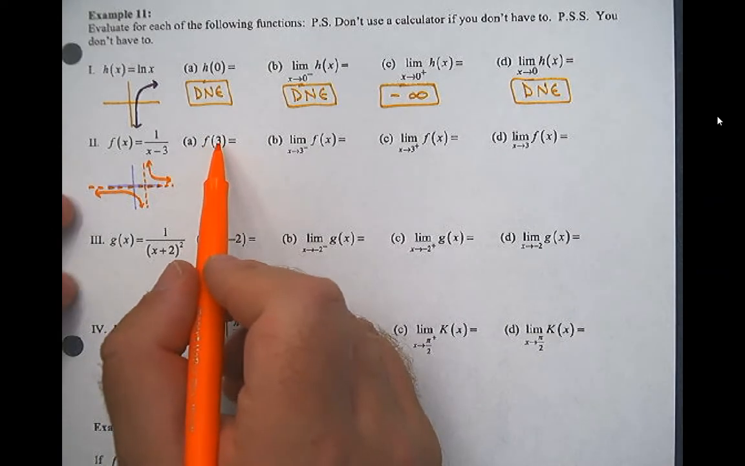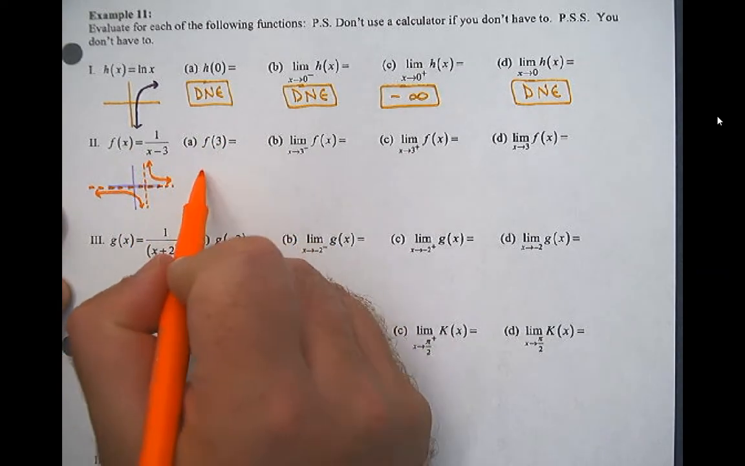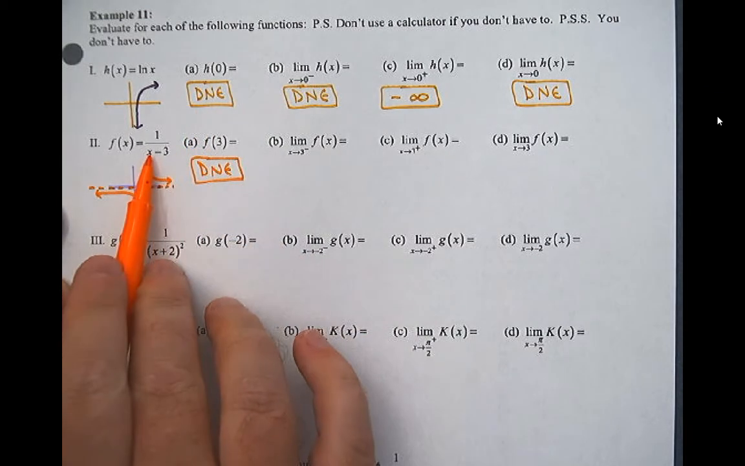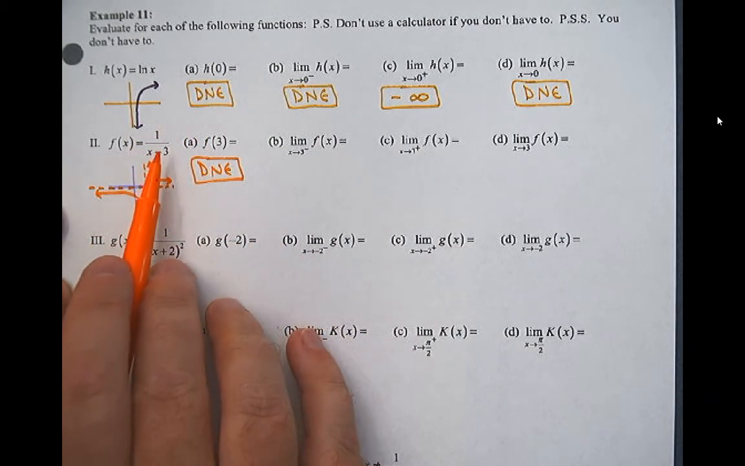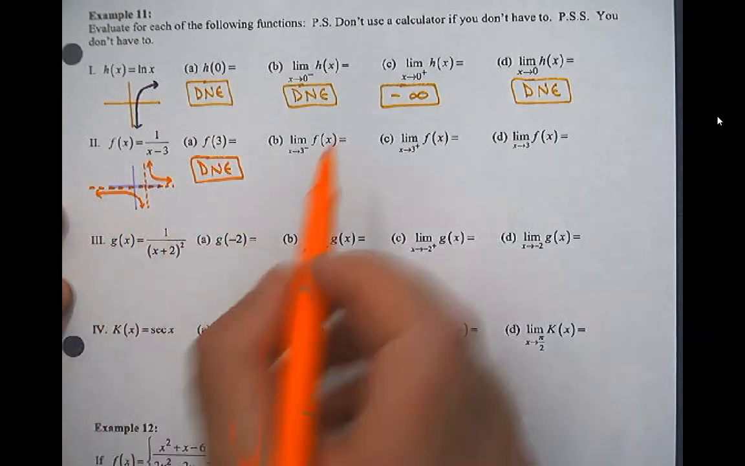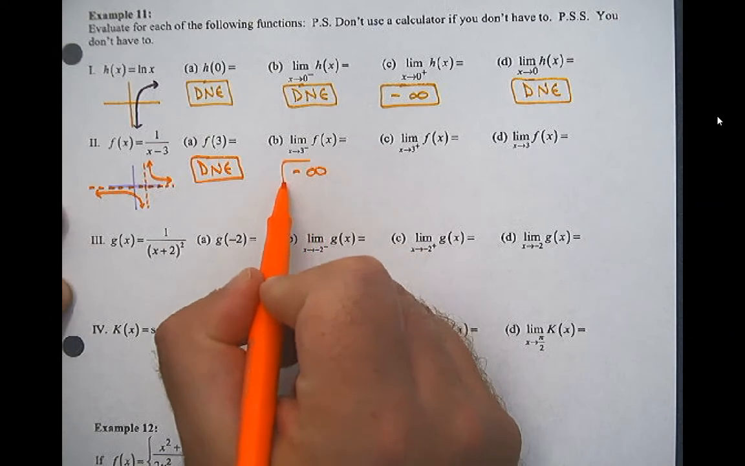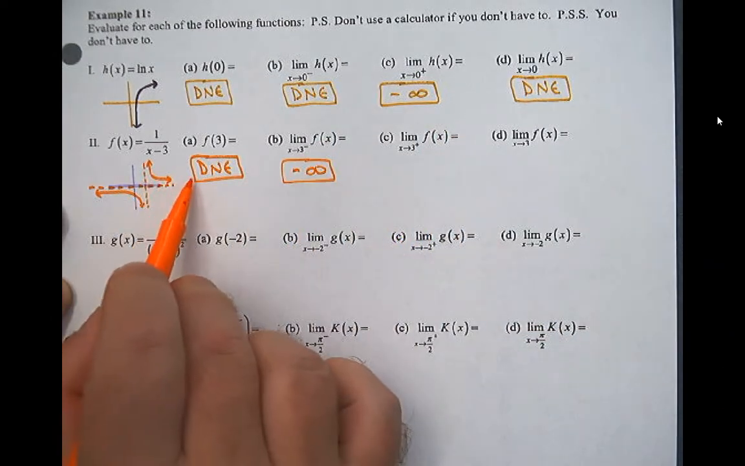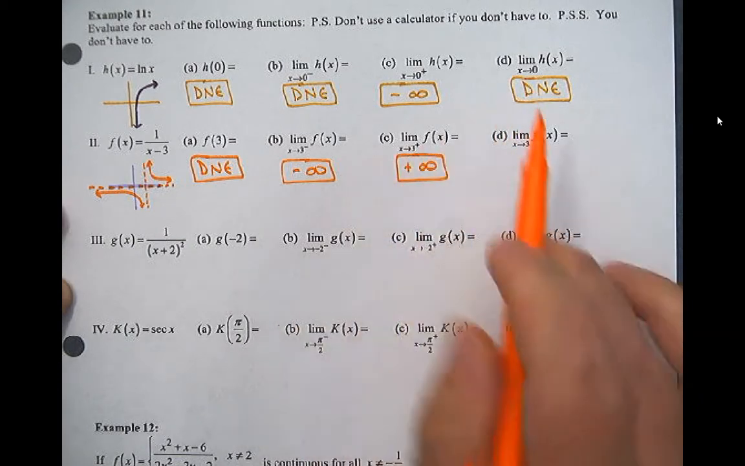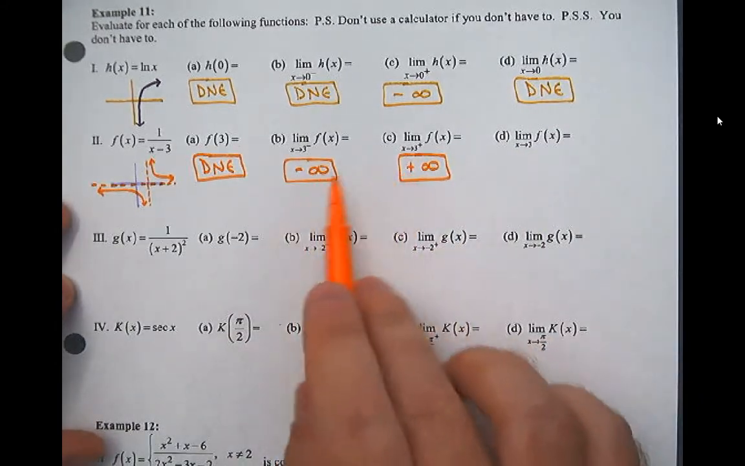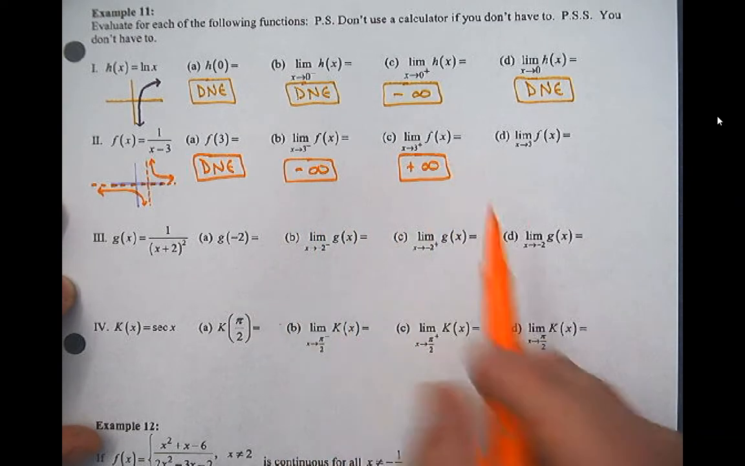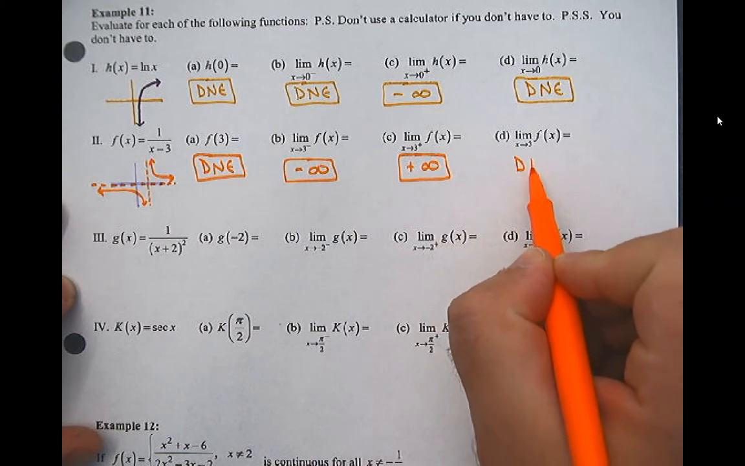So f of 3 does not exist. There's no point there. We have an asymptote. When you plug in 3, you get something that's not 0 on the top and you get a 0 on the bottom. What's the limit as we approach 3 from the left? This goes down to negative infinity. What's the limit as we approach 3 from the right? That goes up to positive infinity. My overall limit is what's happening to my one-sided limits. Are they at the same height? While they're both infinities, they're not the same kind of infinity, so we would call that a DNE.